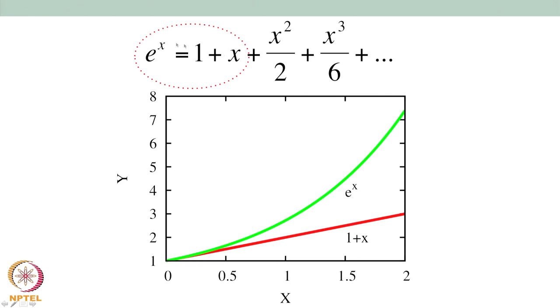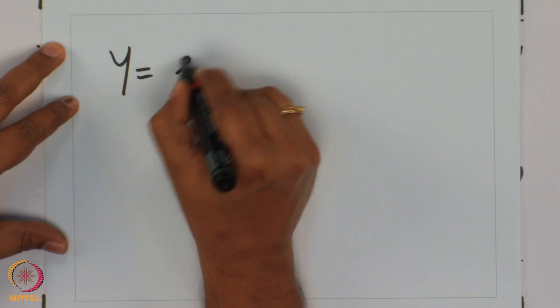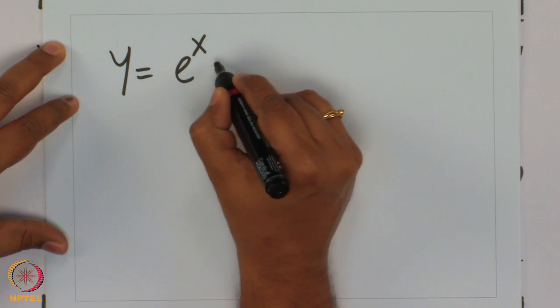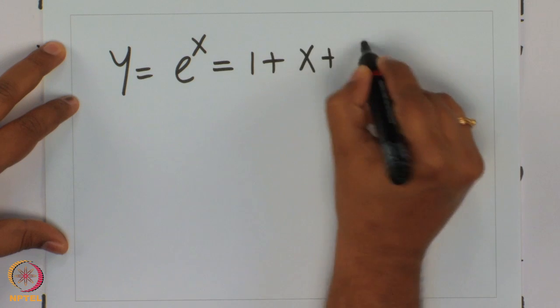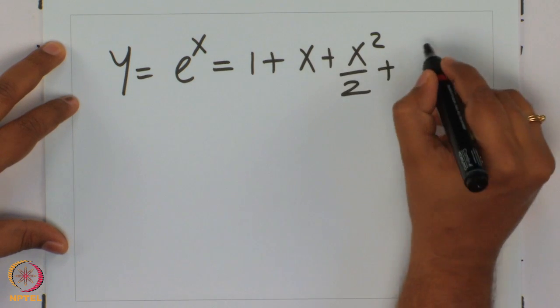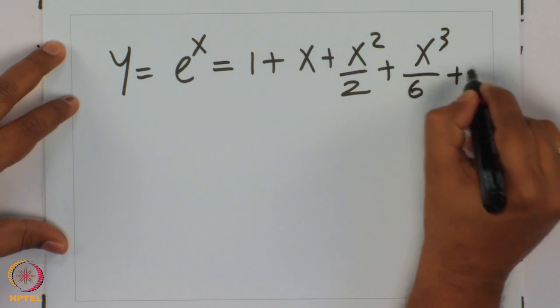In that, if we plot only 2 terms, just 1 plus x only, what will we get? So if you plot y is equal to 1 plus x, we will get this red line. If you plot y is equal to e power x, we will get this green line. And when you compare this, what we are doing here is comparing two functions. So what we said is that y, which is e power x, is equal to 1 plus x square by 2 plus x cube by 6 plus many more terms.